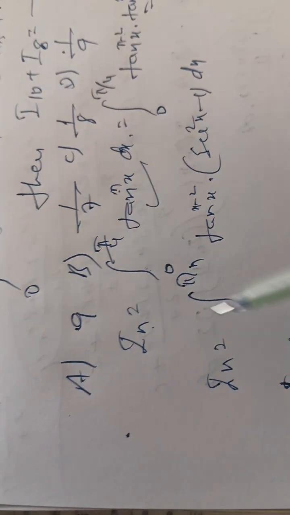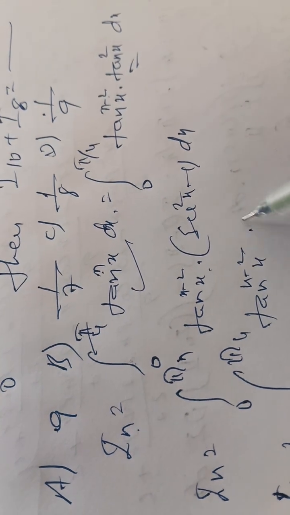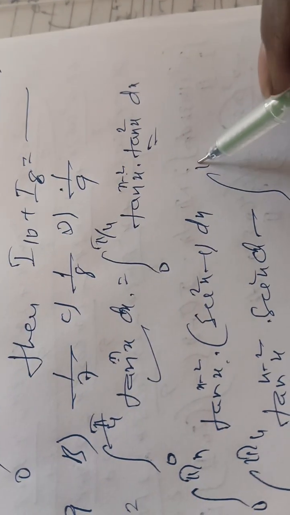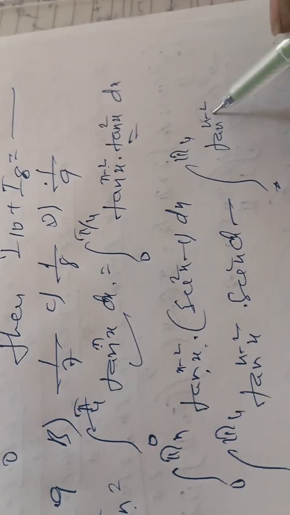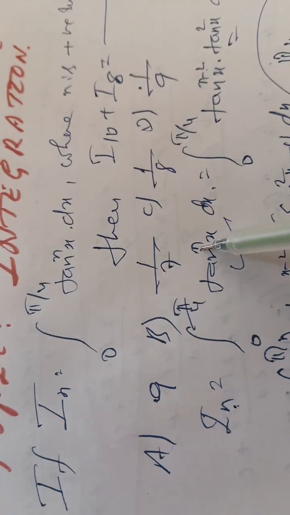In is equal to integral from 0 to pi by 4, split: tan to the power of n minus 2 x into secant square x dx, minus integral from 0 to pi by 4 of tan to the power of n minus 2 x dx. I will call this I n minus 2, since the power here is n minus 2.